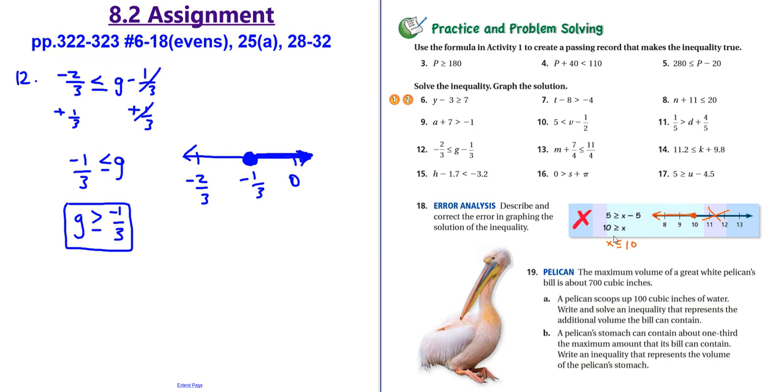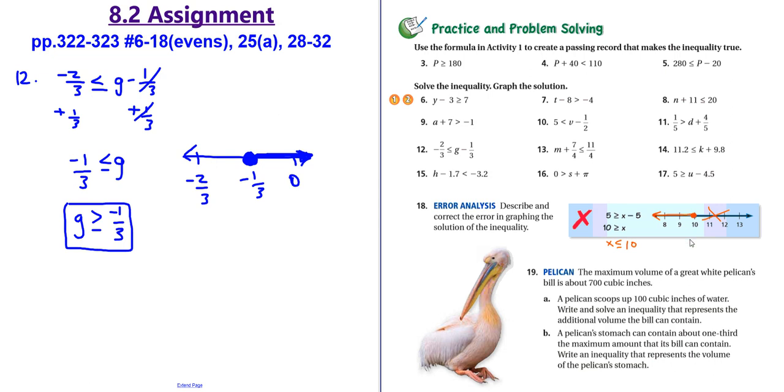So on number 18, describe the error. I would say they shaded on the wrong side of the number line. So I would write that down. They shaded on the wrong side of the number line. And then correct the error. You would just redraw the graph with the correct shading.